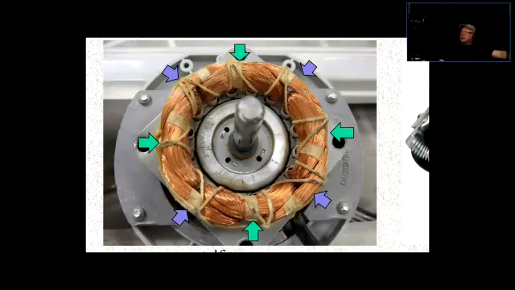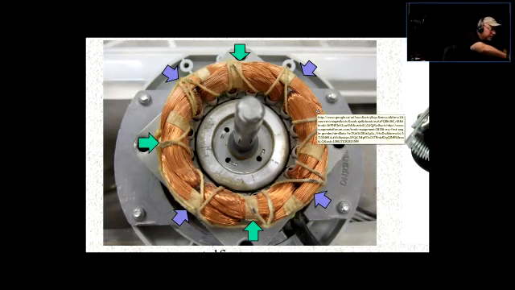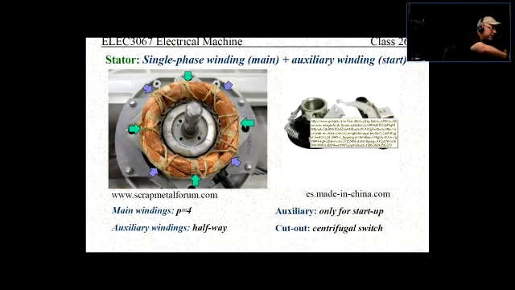All right, so just take a look at this. We have the main windings with the green arrows, and halfway in between, they're interweaved with the auxiliary windings. So if you go from one way to the other, you have a main winding, auxiliary winding, main winding, auxiliary winding, main winding, auxiliary winding, and so on. They just interweave. Okay, so remember that.